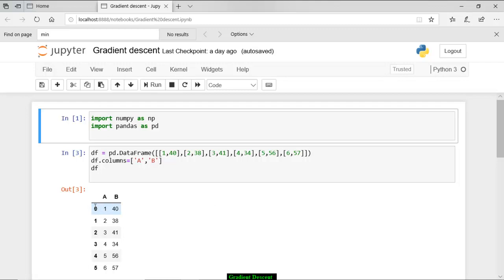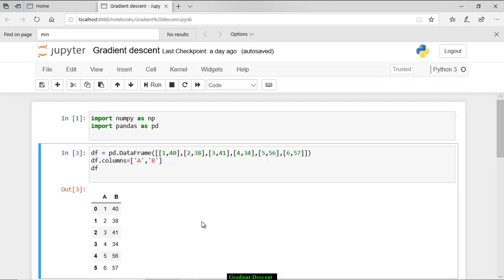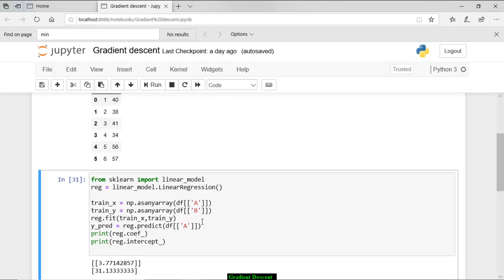And I have printed the same. There are six rows and two columns. A is your independent attribute and B is your dependent attribute. Why I took this: we know that the linear regression package of the sklearn library uses least squares regression. So I'm going to fit a regression line for this sample data set using linear regression, and I'm going to check whether near values are able to be arrived at using the gradient descent methodology.